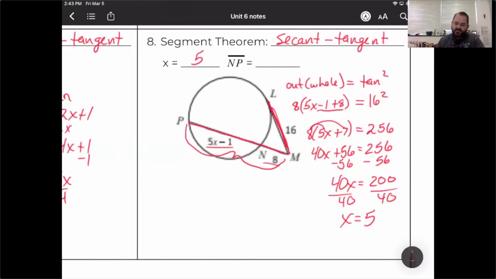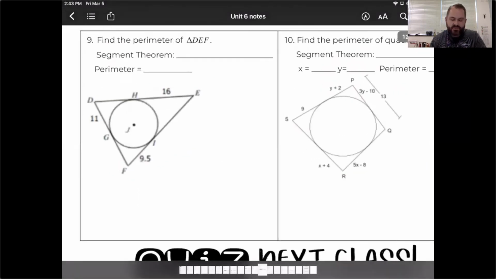But it wants the length of NP. Now, NP is not the entire thing, it's just the inside. So it's just that 5 times 5 minus 1. 5 times 5 is 25. 25 minus 1 is 24. There's 2 more examples here we're going to do.